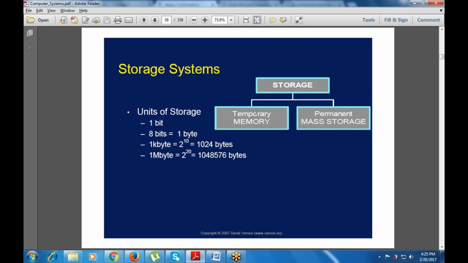Then again the key components: input, output, storage, processor. Then these are the storage systems, one is a temporary memory, one is a permanent mass storage. These are the units of the storage. This is 1 bit, then 8 bits equals 1 byte. So 1 byte contains 8 bits, then 1 kilobyte contains 1024 bytes. Then 1 megabyte equals 1,048,576 bytes, that is 2 to the power 20, that is equal to 1 MB.